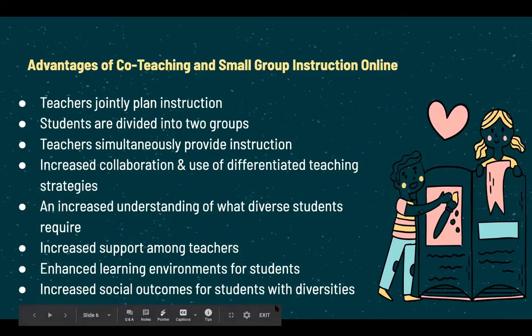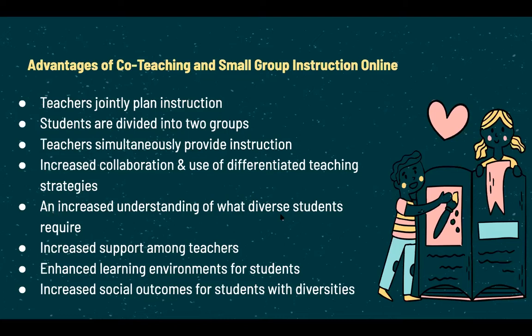This is incredibly beneficial right now if you are online, because two heads are better than one. And we talk about differentiation in the classroom and working together with a co-teacher, whether it is just assisting in the planning and then implementing afterwards. But in a co-teaching small group instruction online, the teachers can jointly plan the instruction using the vehicles of Zoom or Google Suites or Google Classroom or even Skype.